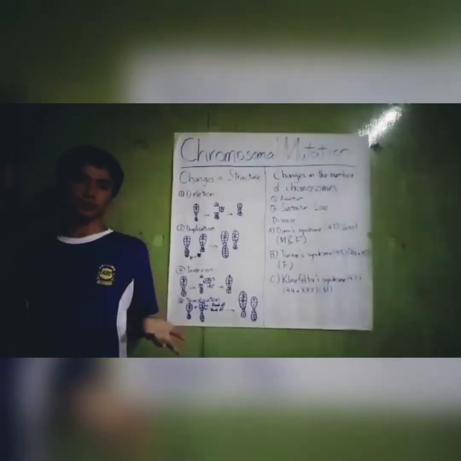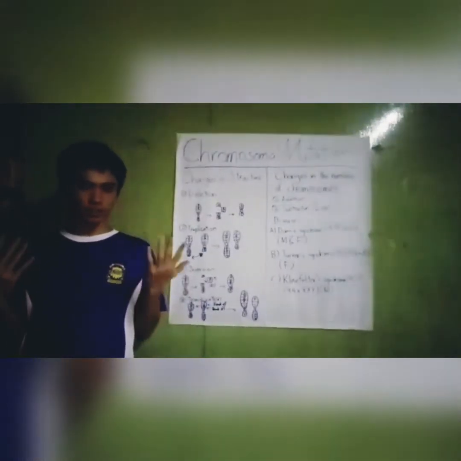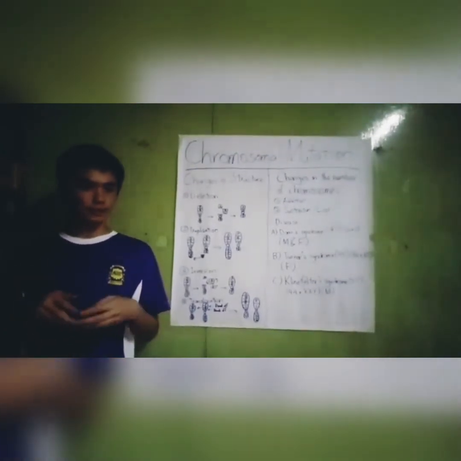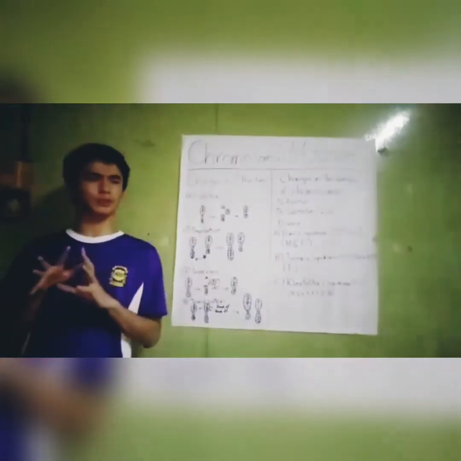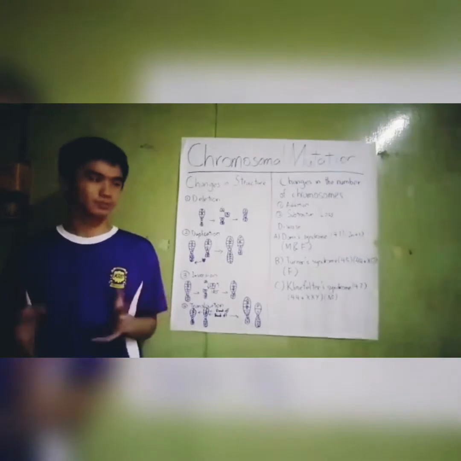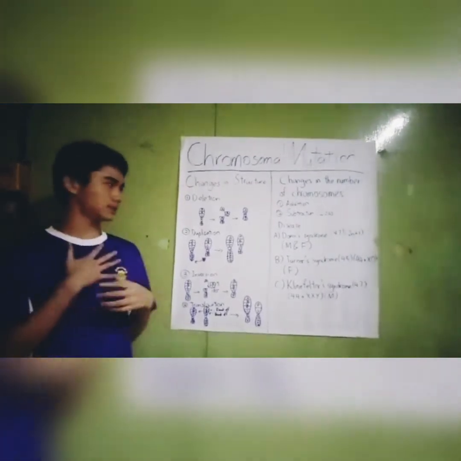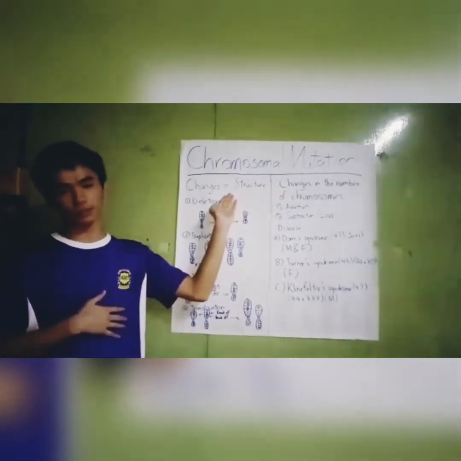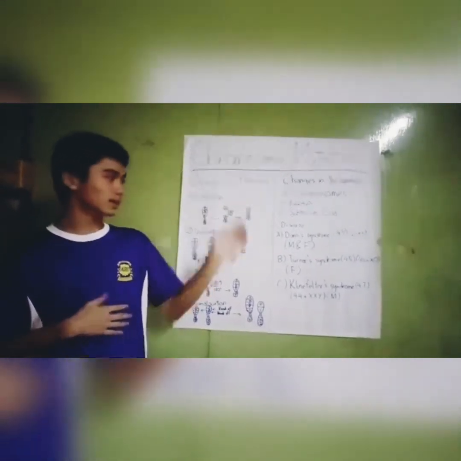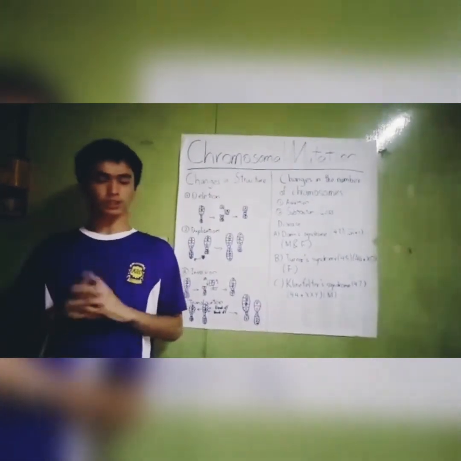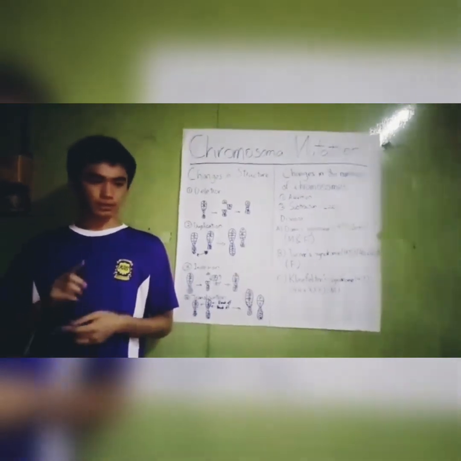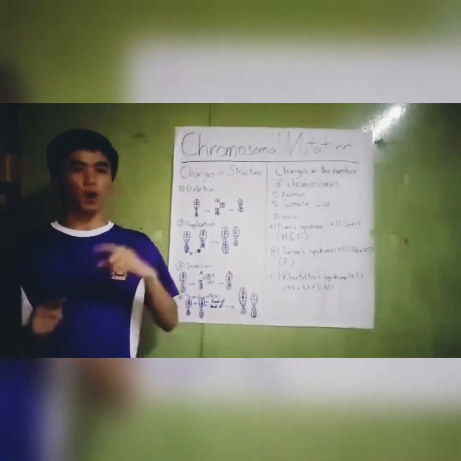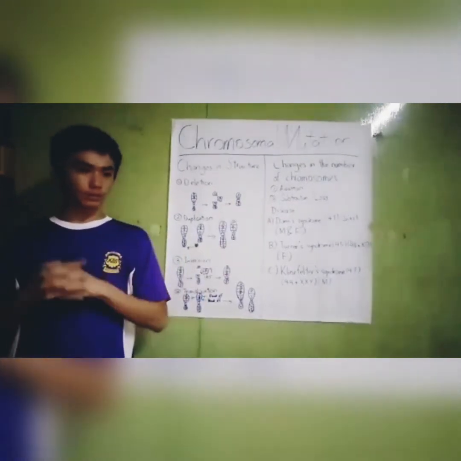What is chromosomal mutation? Chromosomal mutation is a mutation that happens in the chromosome. There is something wrong with the chromosome. Let me talk about change in number first, because change in number is simpler than change in structure of the chromosome. The first one, change in the number of chromosomes, is either addition or subtraction.